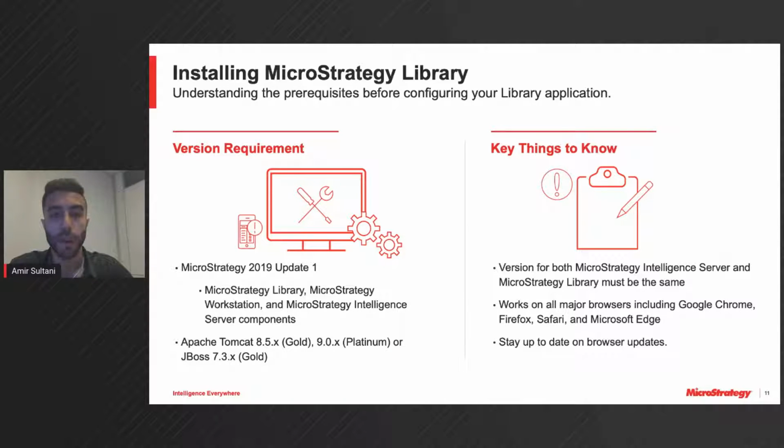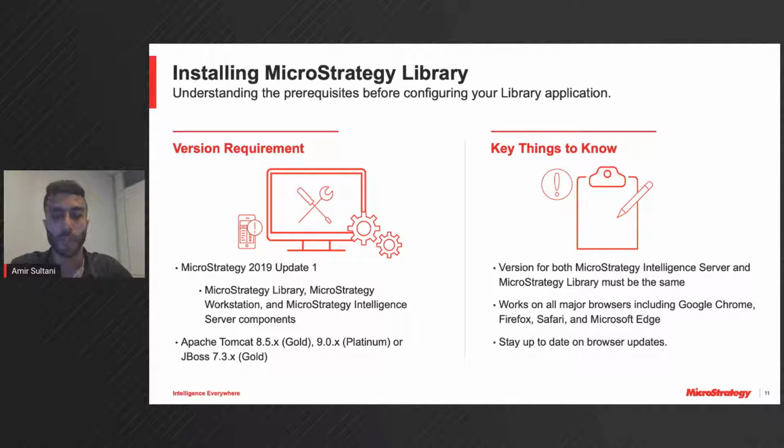First, Library and your Intelligence Server must be on the same version of MicroStrategy. Additionally, we recommend that all components of MicroStrategy be on congruent versions to align with our best practices. It's worth noting that MicroStrategy Library is accessible and functional on all major web browsers, which includes Chrome, Firefox, Safari, and Edge. We recommend that you maintain upkeep on your web browser and run the latest updates in order to leverage the full capabilities of MicroStrategy Library.